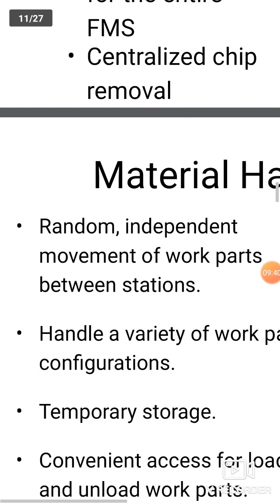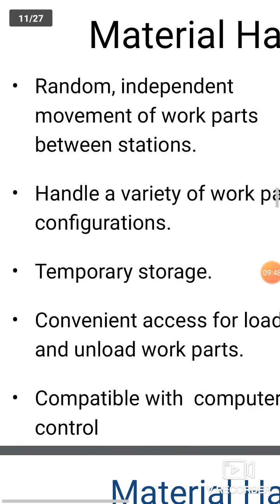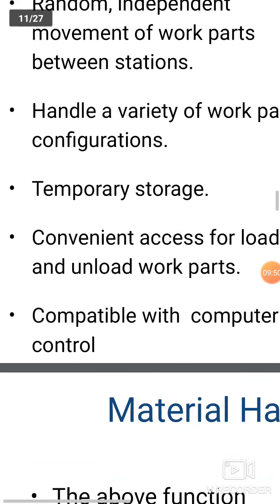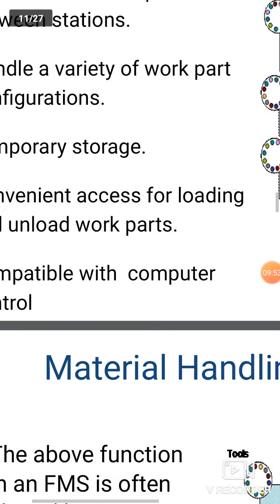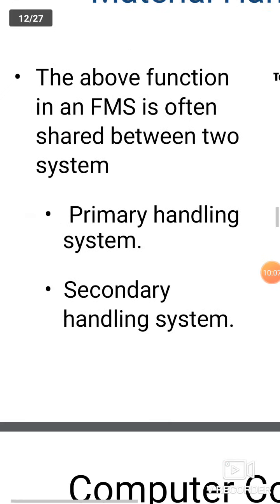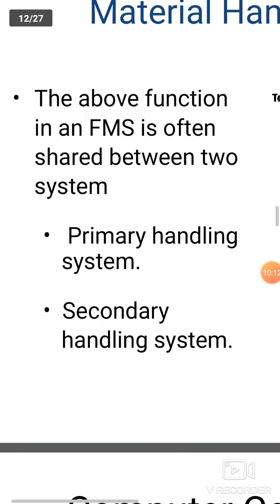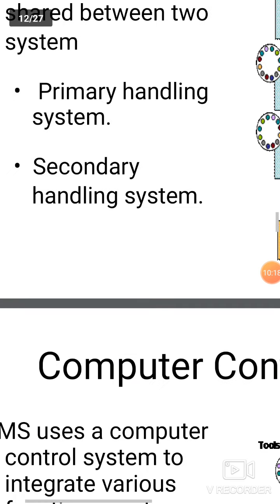The features include random, independent movement of work parts between stations, handling a variety of work part configurations, temporary storage, convenient access for loading and unloading, and capability of computer control. These are the things that keep material near the machines. The above function in FMS is often shared between two systems, the primary handling system and the secondary handling system.